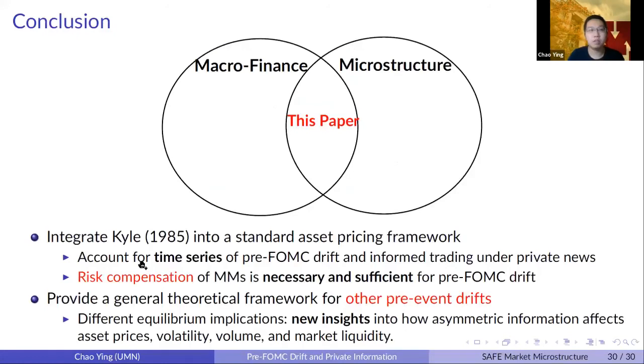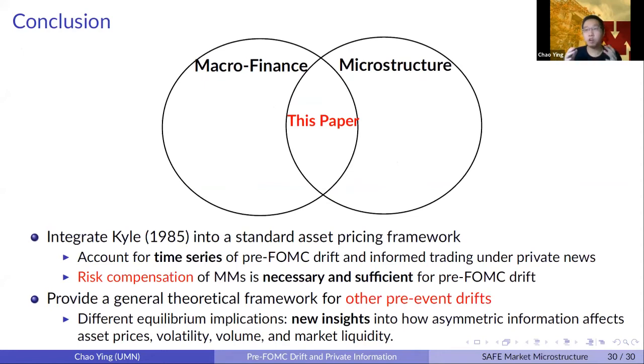Okay, now let me conclude. I integrate the chaos model into a standard asset pricing framework to account for the time series of pre-announcement drift and informed trading in the presence of private information. I demonstrate that the risk compensation of market makers is necessary and sufficient to account for this pre-announcement drift.